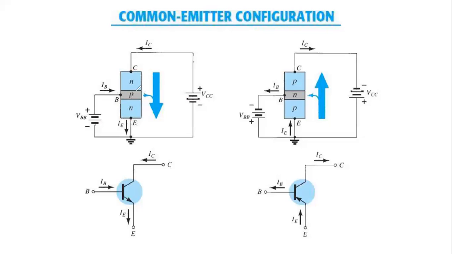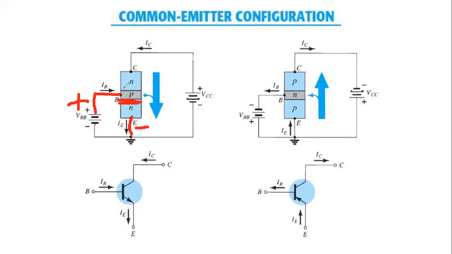So you see that this is the base and emitter junction, this one. To make this forward bias, we need to connect this P with the positive and this N with the negative. So you can see that this P is connected with the positive and this N is connected with the negative terminal of the battery source. So that's why this PN junction, we can call it forward biased.